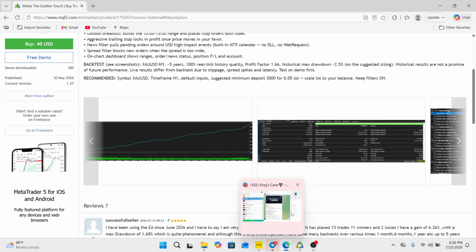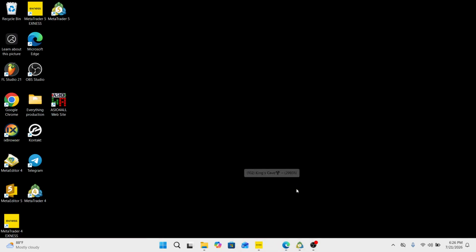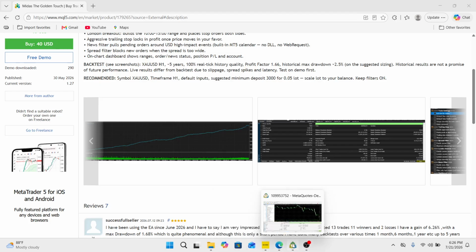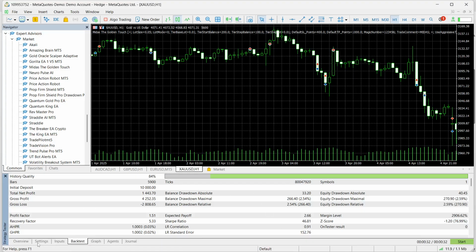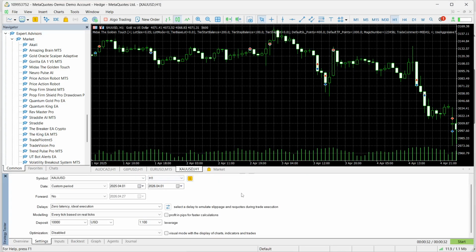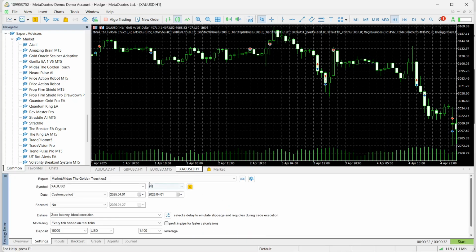So like I said, I had the opportunity to put this through my own personal testing. So we are going to quickly check out its performance and if it actually holds true to the developer's claims. I tested it on the recommended XAUUSD gold pair on the recommended 1 hour time frame for a 1 year period ranging from the 1st of April 2025 to the 1st of April 2026. And in that test, I had the following results.